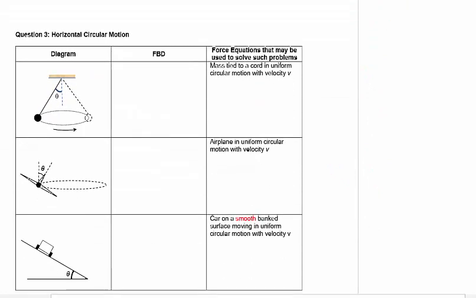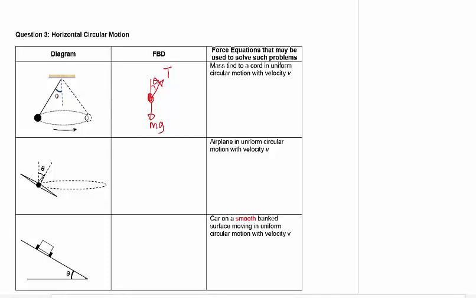Okay, let's look at question 3. This is where you learn how to solve problems. First you have to draw the free body diagram. If I draw the free body diagram on this block here, I can see that it's acted on by tension at the angle theta, and it's also acted on by its weight mg. So these are the two forces acting on the block.